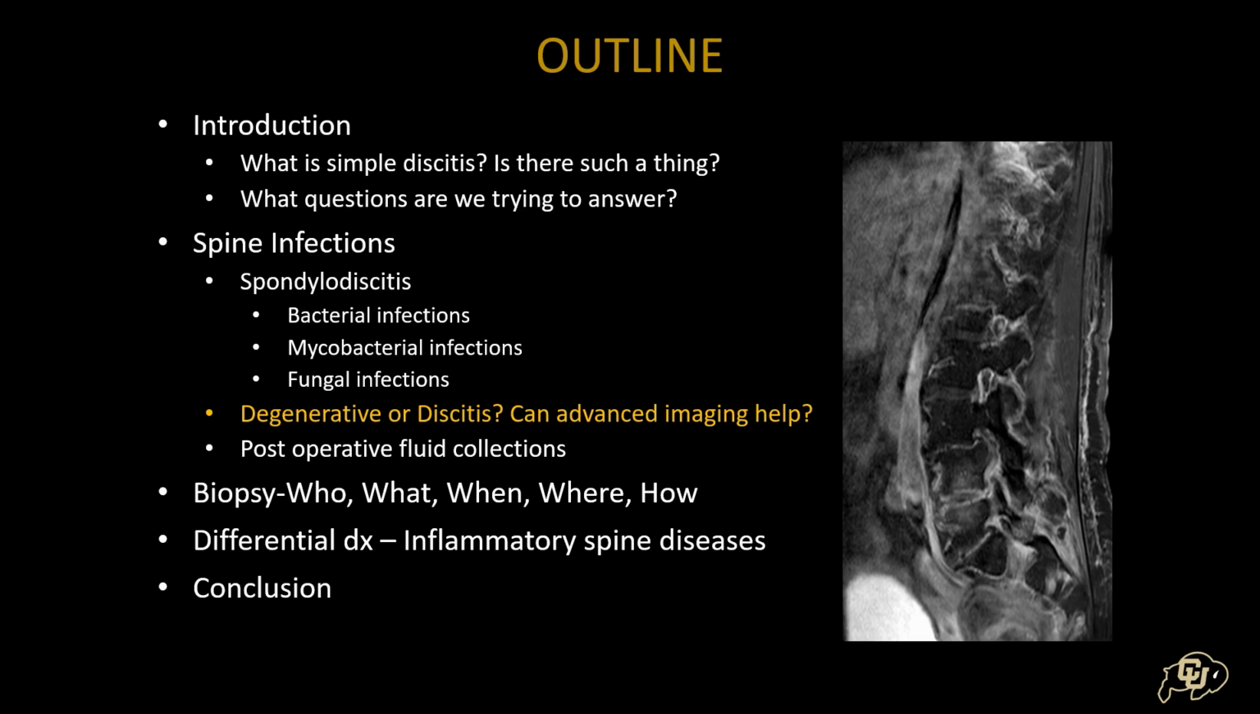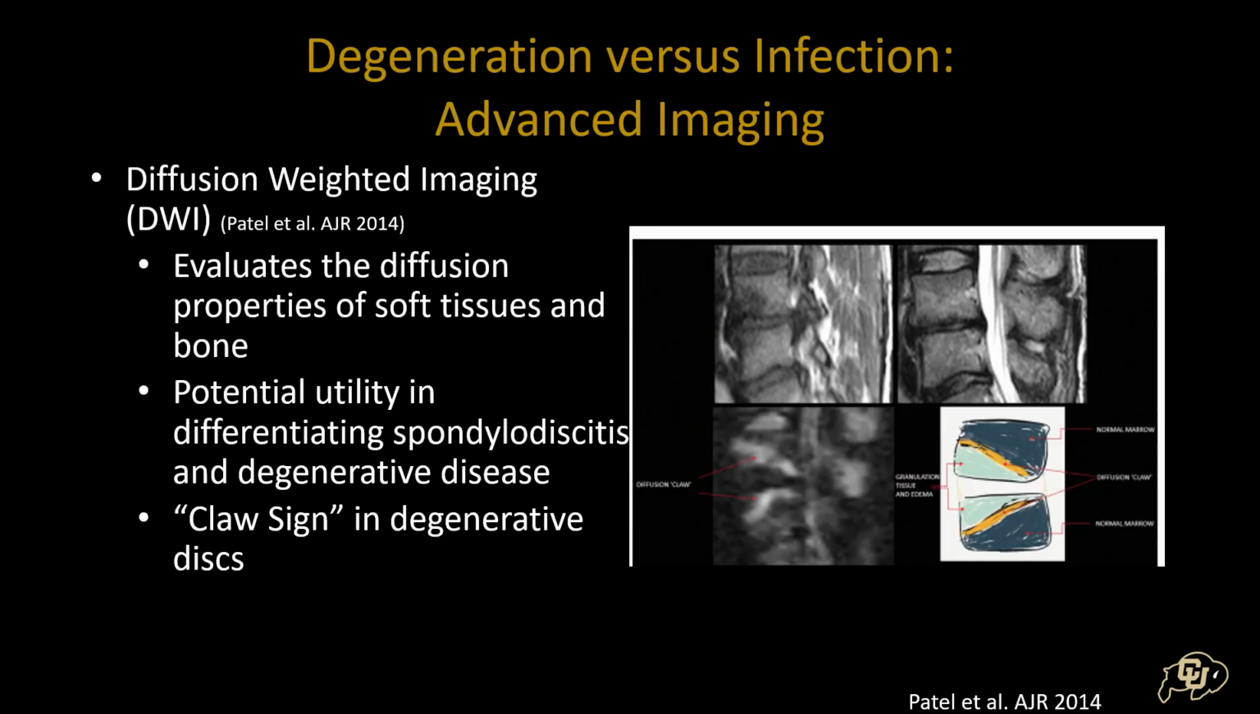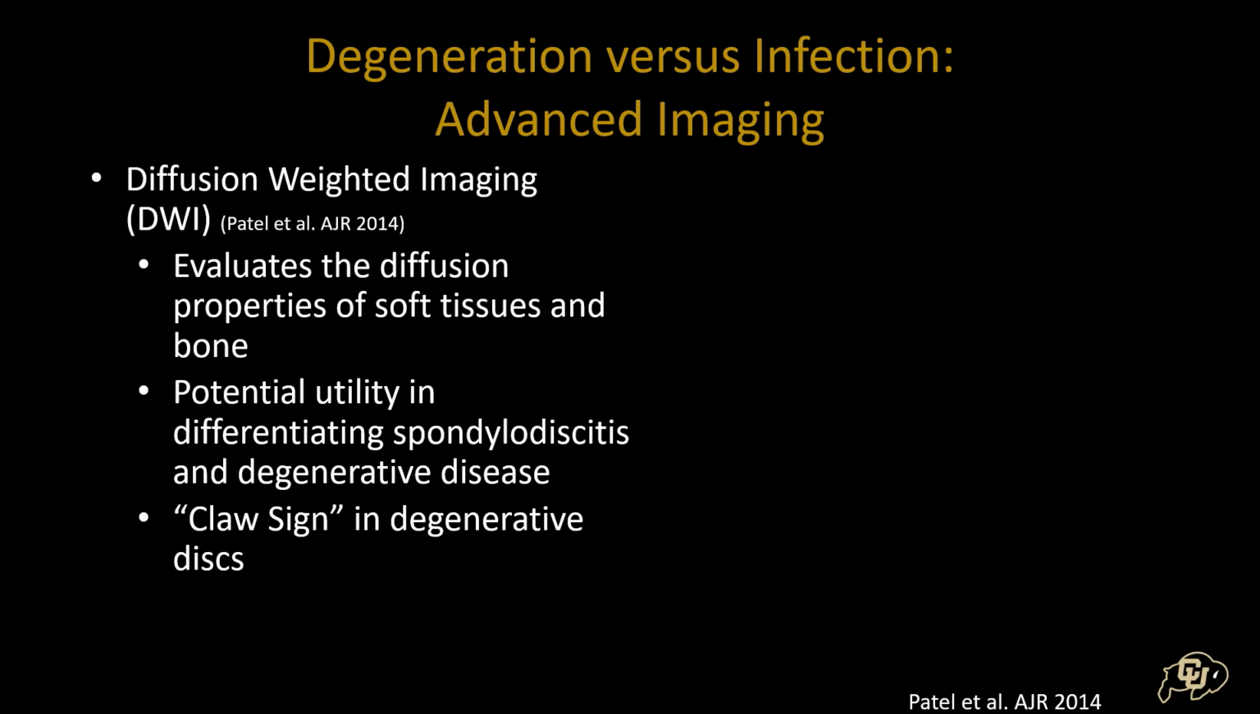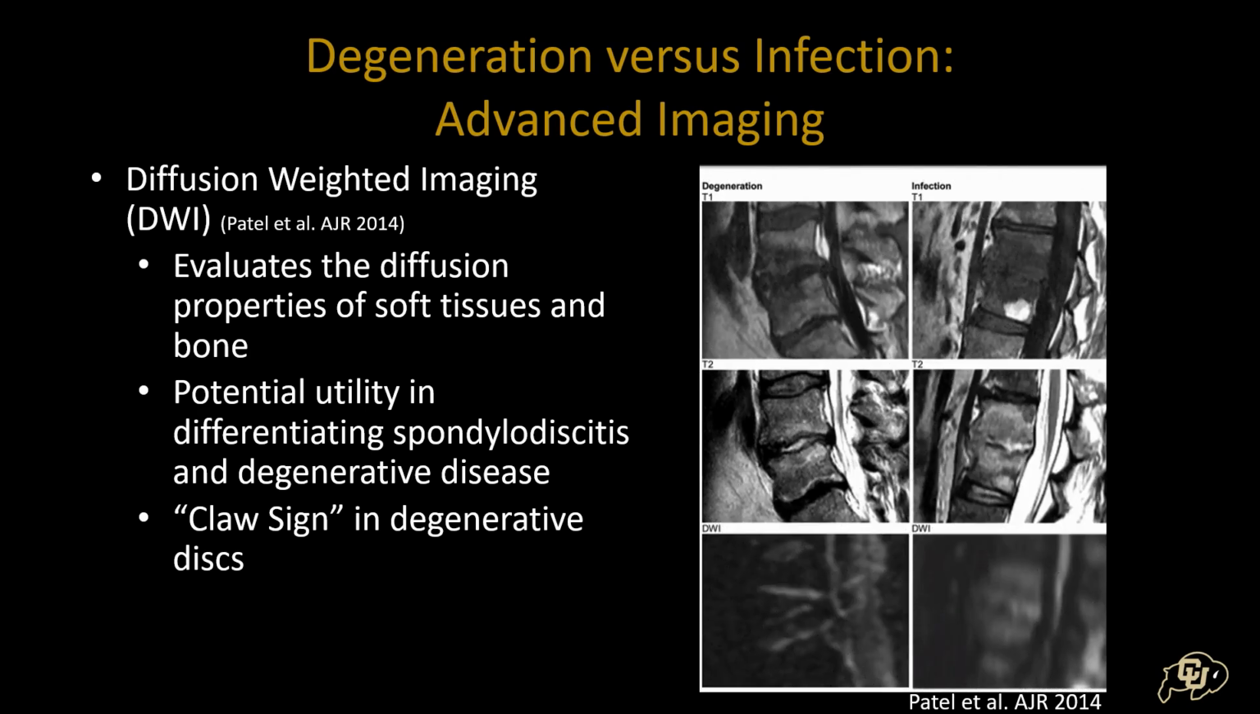Okay, so how about advanced imaging? There is some advanced imaging available when trying to differentiate degenerative versus infectious discitis. The first of which is from Patel in the AJR in 2014, which talked about using diffusion-weighted imaging to look for this claw sign that we see in Modic changes that we don't see in our infectious cases. So look at the 2 examples, degeneration versus infection. In that first one, you can see that claw sign. The diffusion restriction in infection is much more diffuse. Now, I would say using my trick of the T1 works just as well in their example. But if you need that extra little bit of oomph, this is something to consider.